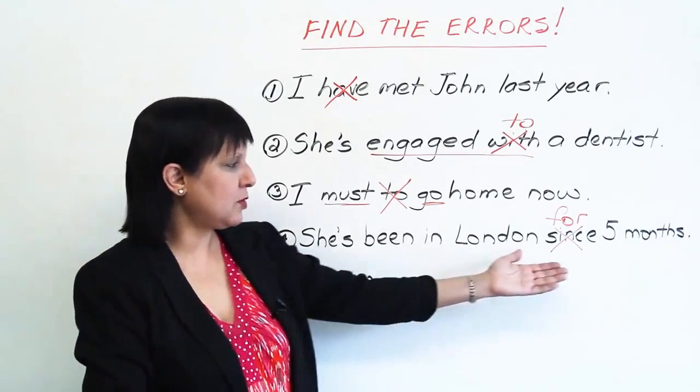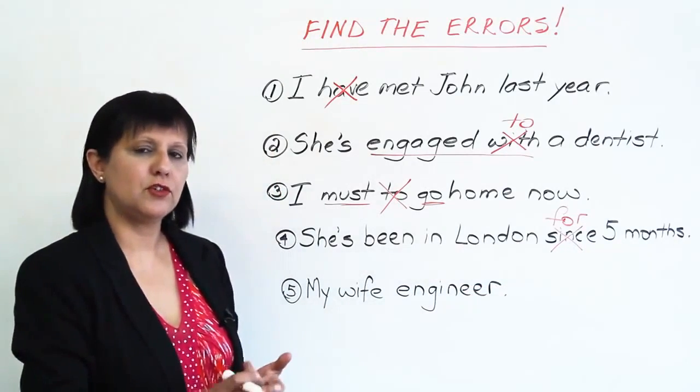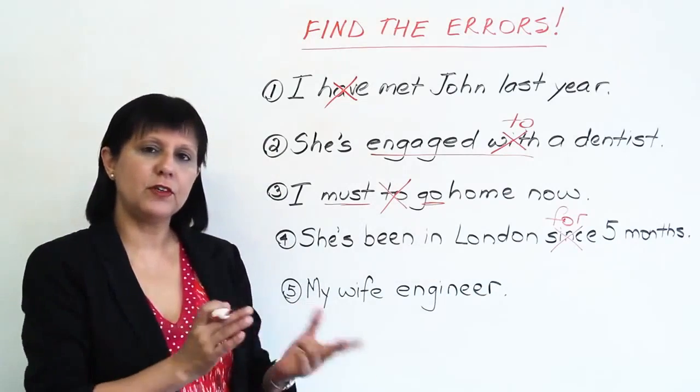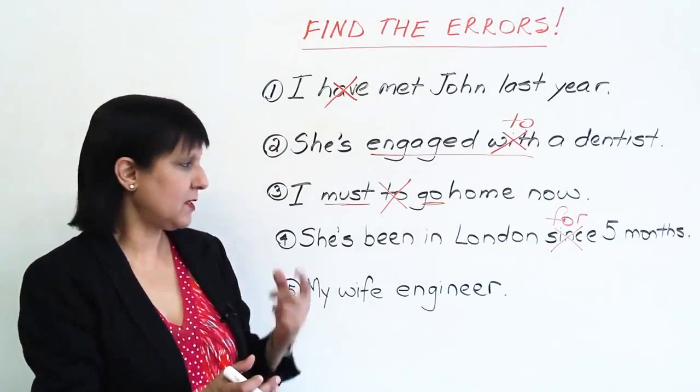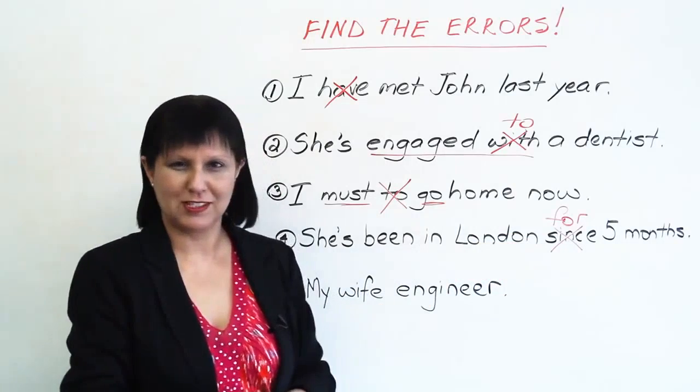Very often with present perfect, we do see time markers like since and for, but you have to learn how to use them correctly. Sorry, not time markers, but prepositions, okay?